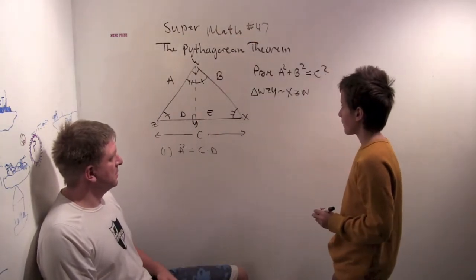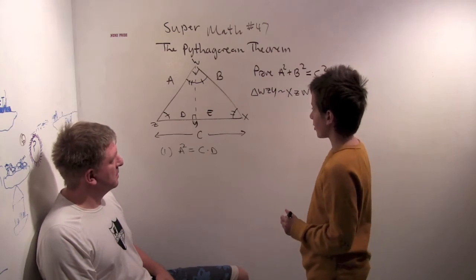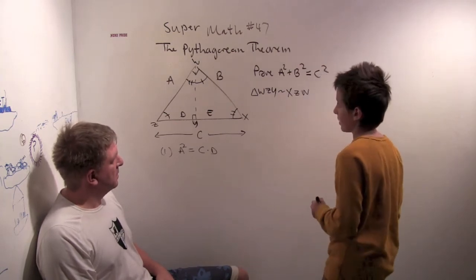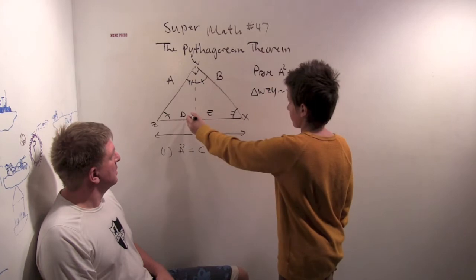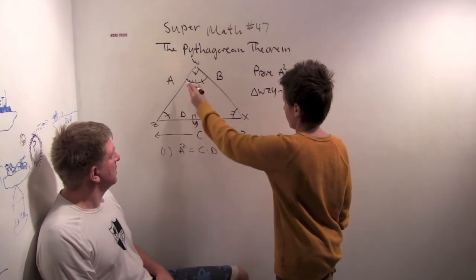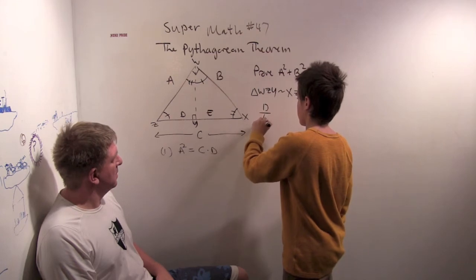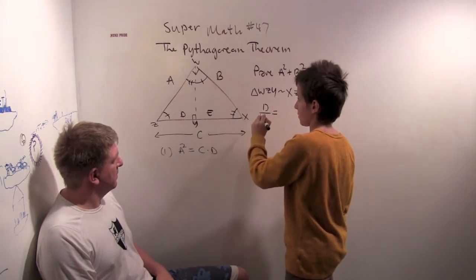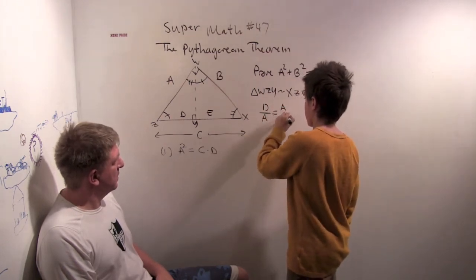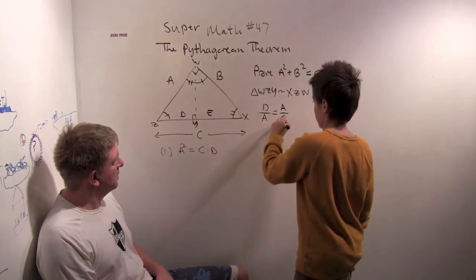Okay. So I'm going to make a ratio that's going to be short side to hypotenuse. So D to A equals A to C.